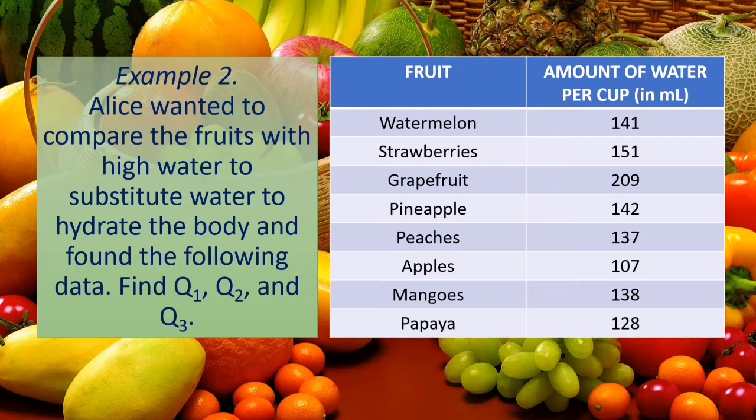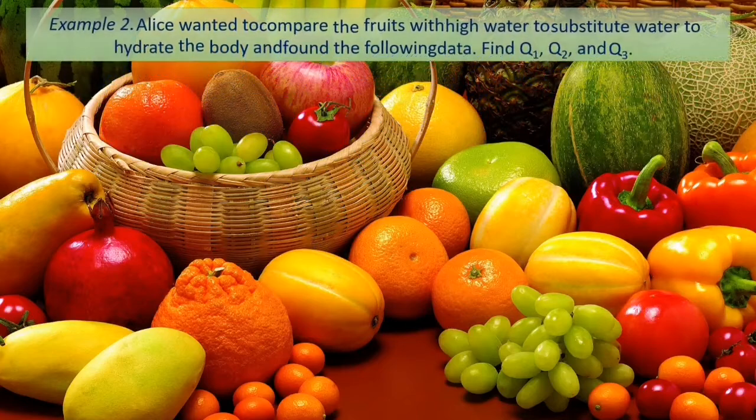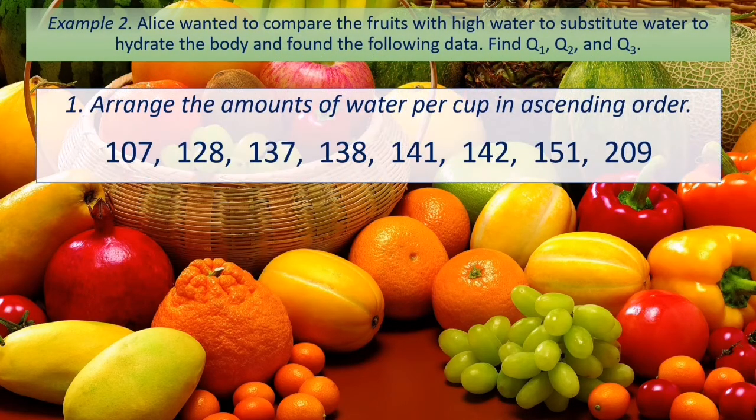Now let us try another example. Alice wanted to compare the fruits with high water to substitute water to hydrate the body and found the following data. Find the first quartile, second quartile, and third quartile. First, arrange the amounts of water per cup in ascending order. So we have 107, 128, 137, 138, 141, 142, 151, 209.